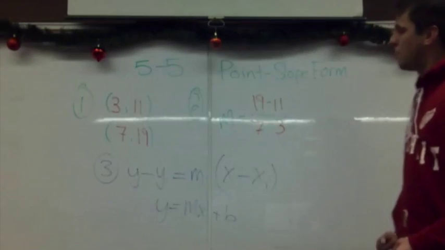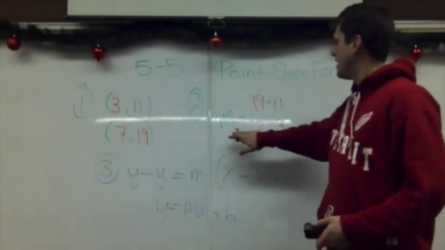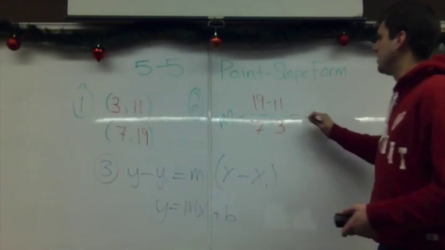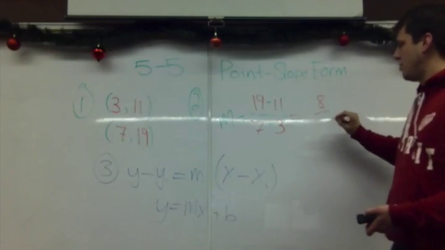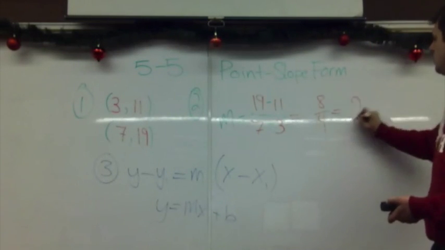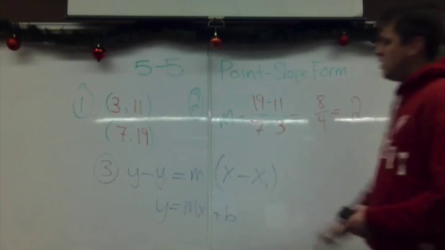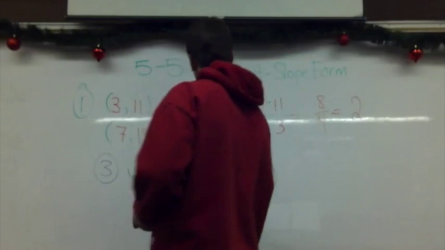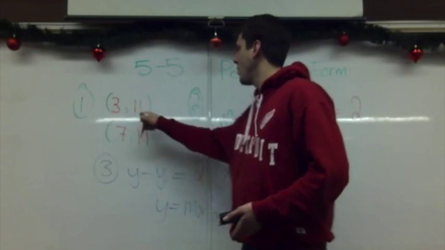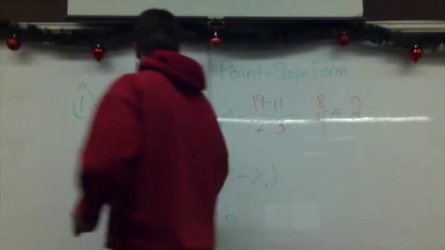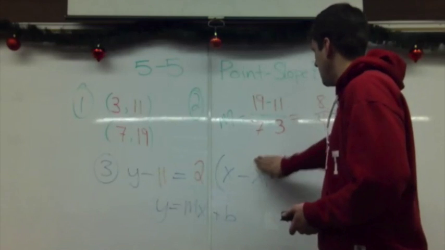Now down here, we have our point-slope form written out. So now we substitute. I have to simplify this first. This is going to equal 19 minus 11. You're going to have 8 over top of 4, which equals 2. So 2 is our m value. So we substitute 2 in here. And then we want our y1 and our x1. And in this case, our y1 is 11. Our x1 is 3.